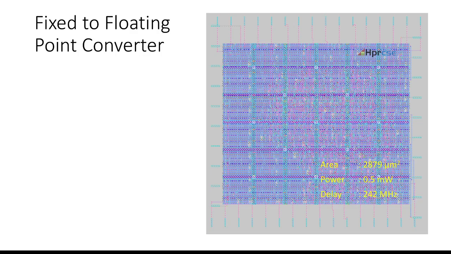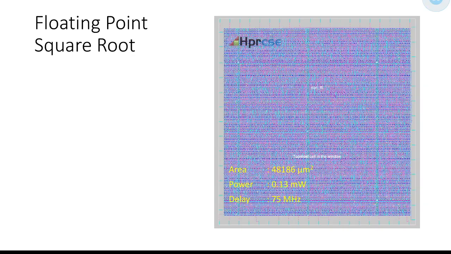Fixed to single precision floating point converter in 130 nanometer Skywater PDK. Area 2879 micrometer square. Power 0.5 milliwatts. Delay 242 MHz. Single precision floating point square root unit in 130 nanometer Skywater PDK. Area 48,186 micrometer square. Power 0.13 milliwatts. Delay 75 MHz.